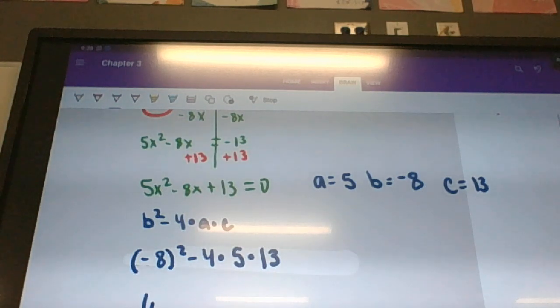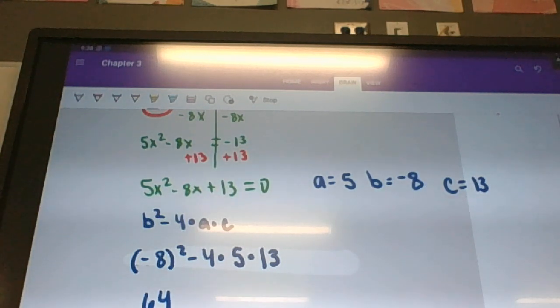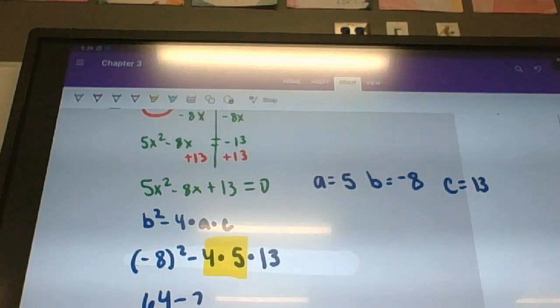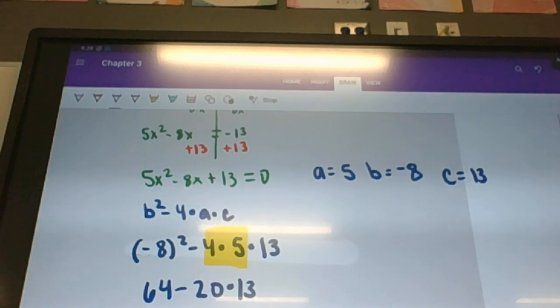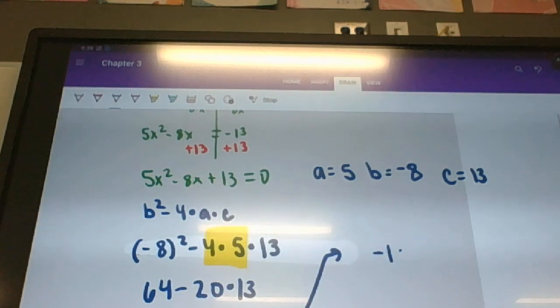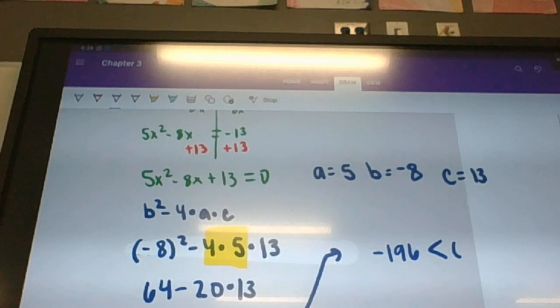So this is a 64. I like to take it step by step when I do it by hand. I'm going to do 4 times 5 first. Then I have to do 20. So multiplication before subtraction. So that's 20 times 13 is 260. So this is 64 minus 260. So that must be negative 196. So negative 196 is less than 0.